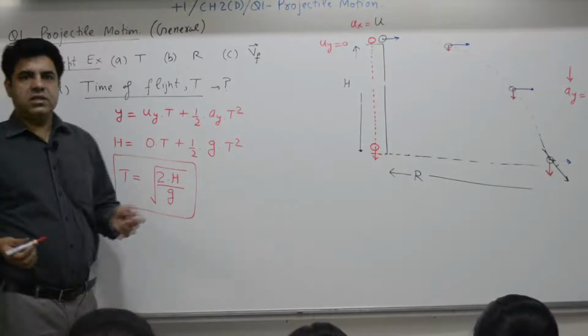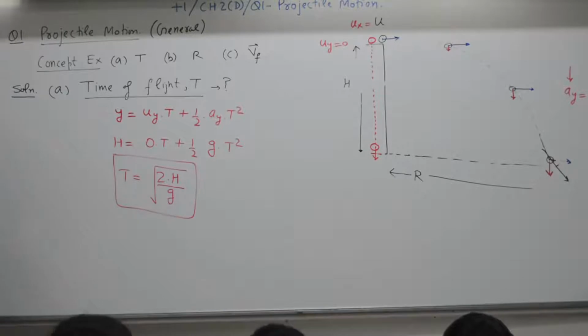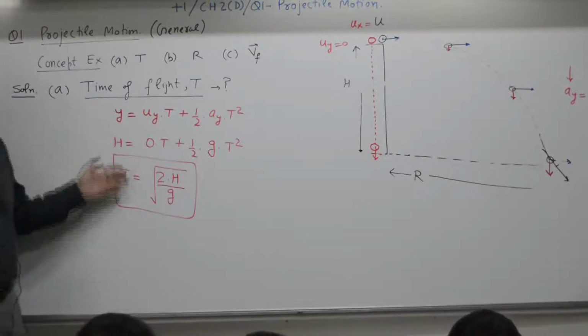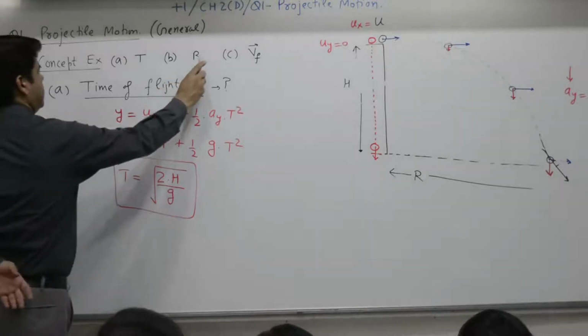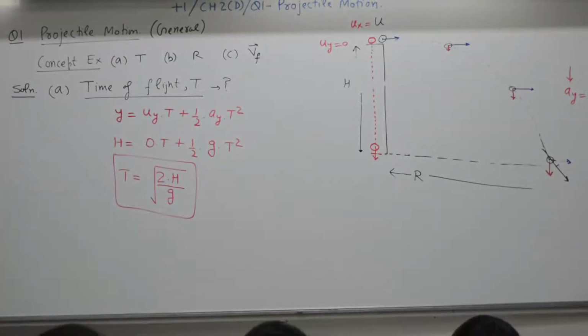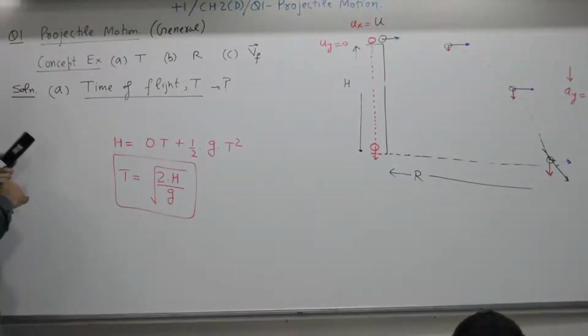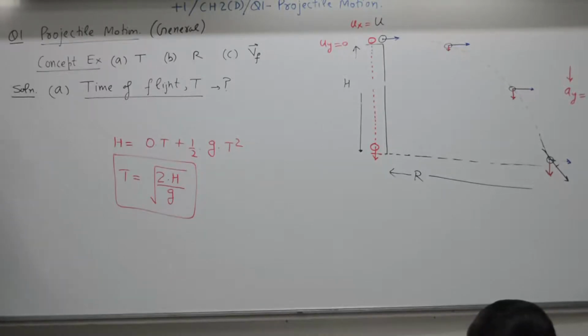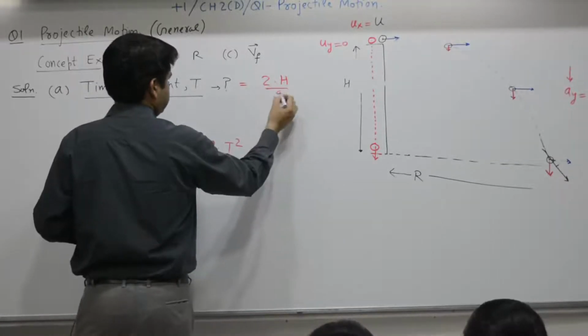How many of you got this answer? Let's go. School work, 9th class. Those who have not done it, take 30 seconds. Now we try the next part, range. Range is a horizontal parameter. B part: time you have solved, and it comes out to be square root of 2h by g.